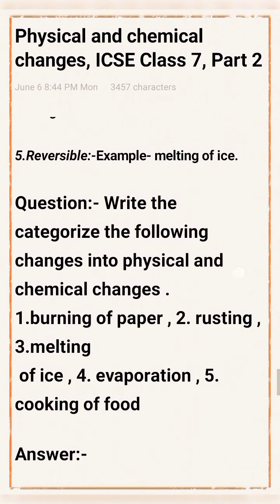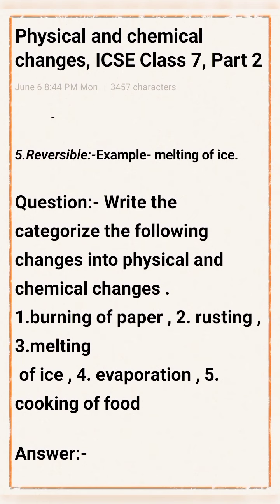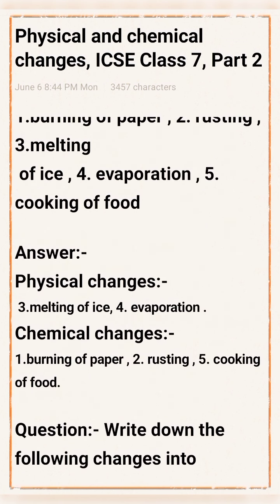Okay. Next question pattern: categorize the following changes into physical and chemical changes. Burning of paper, rusting, melting of ice, evaporation, and number 5, cooking of food. Answer: physical changes are 3 and 4, that is melting of ice and evaporation. Chemical changes are 1, 2 and 5: burning of paper, rusting, and cooking of food.